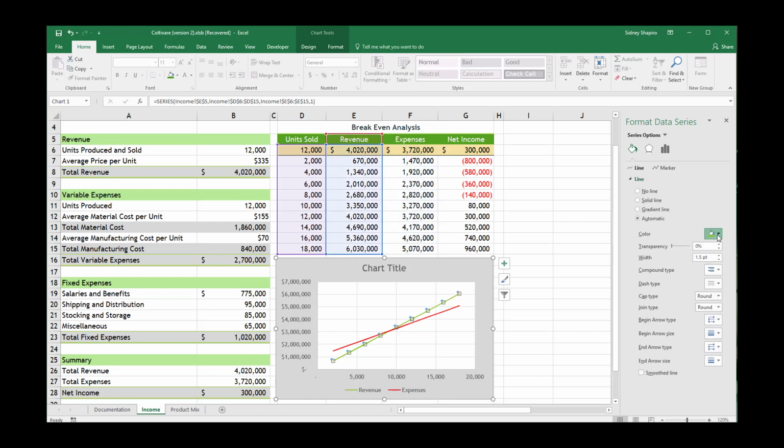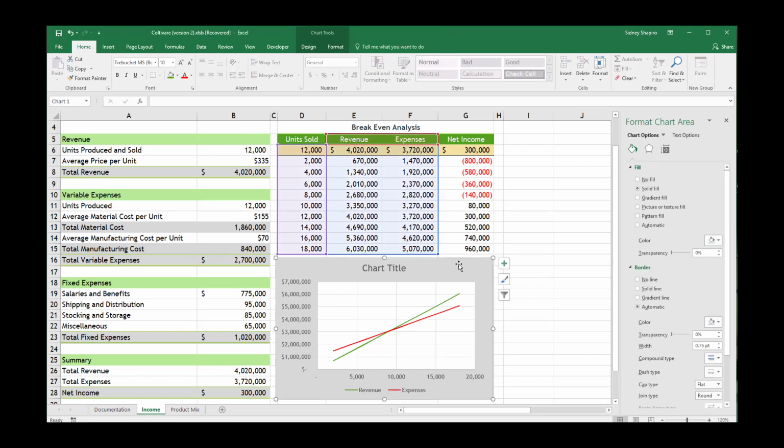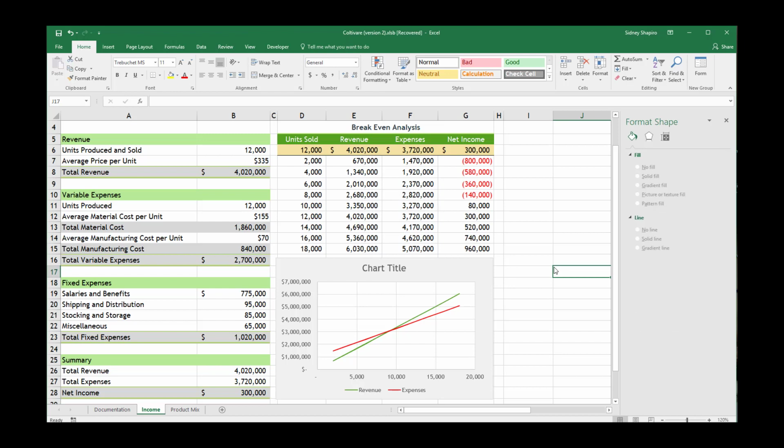I could click here and, if I want, change the color of the green as well. Basically I have it looking like it does in the book, but you can play around with this, of course, and make it look however you want to present the data, right? If you want a little less gray, there you go.